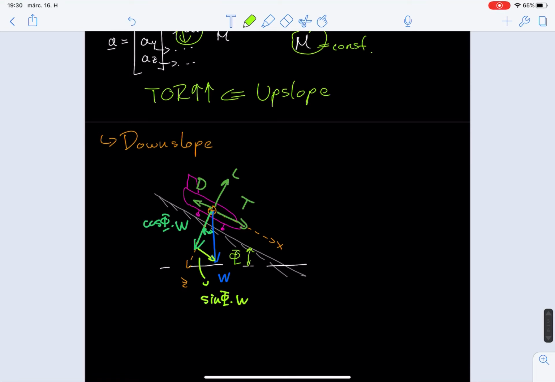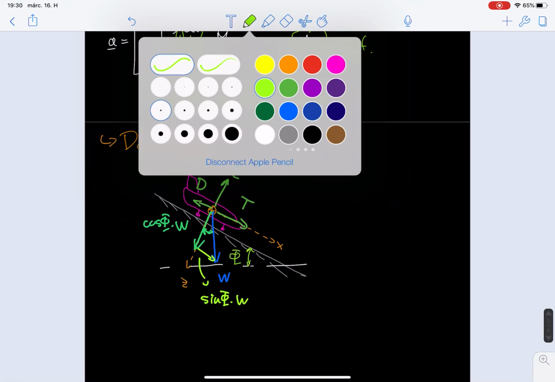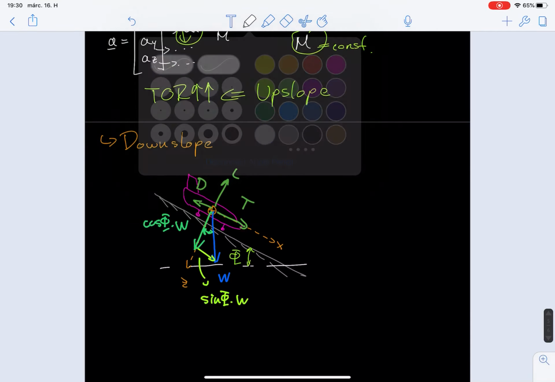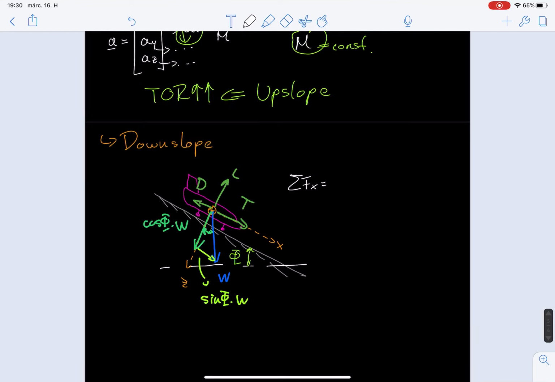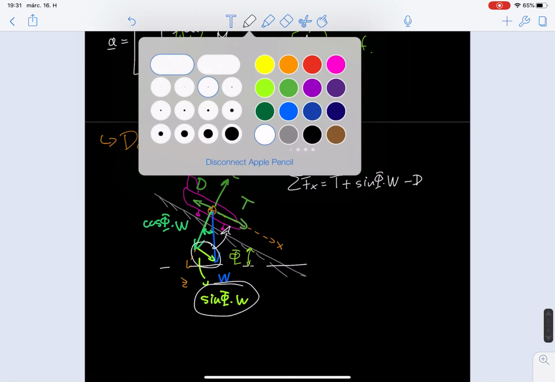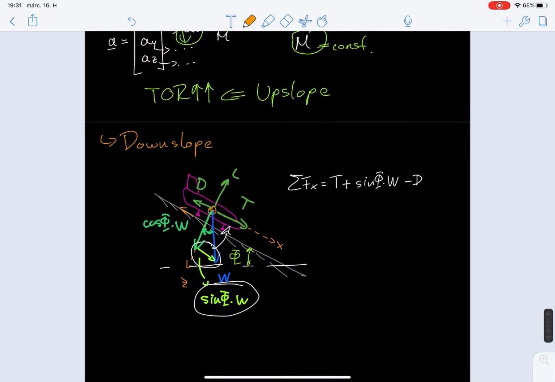And so therefore we could see that the sum of the forces in the x direction would be equal to the thrust plus, because this vector, this one right here, is pointed the same way as the thrust, plus the sine phi times the weight, and minus the drag, and minus, of course, the friction force 2 and the friction force 1. Right, so minus the sum of the friction.